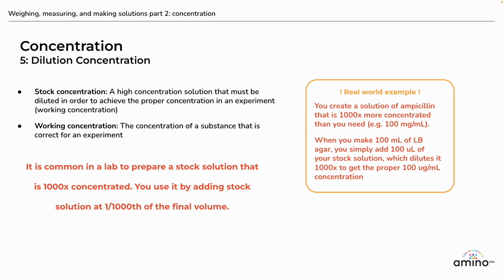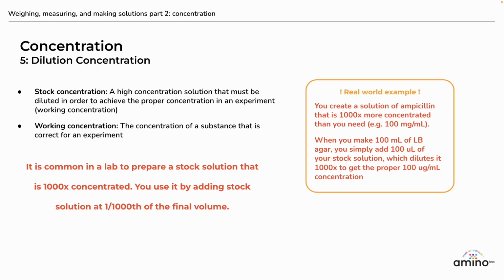This is the 5th way to describe concentrations in a lab. This one is quite simple. The general principle is that often in labs, we create a stock concentration of something, and a stock concentration is a high concentration solution that you need to dilute in order to achieve the proper concentration in an experiment, which is called the working concentration. A working concentration is the concentration of a substance that is correct for an experiment.